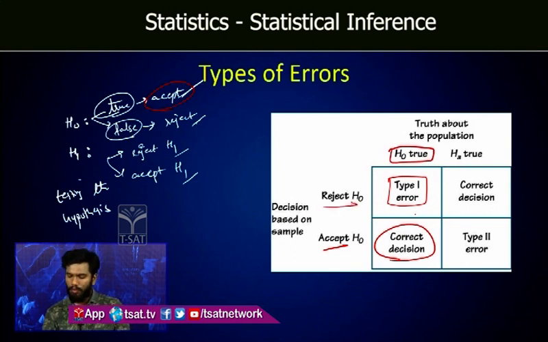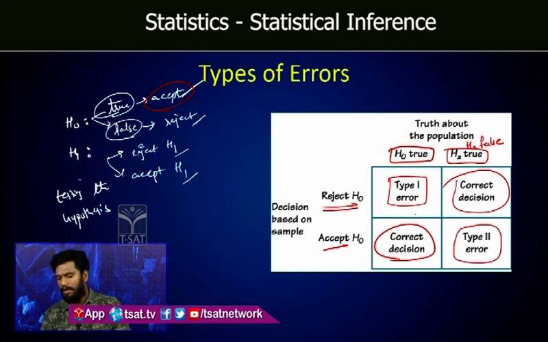Rejecting the H naught when H naught is true. That is a type 1 error. So come to the second part. When HA is true, the alternate hypothesis is true, H naught is false. When H naught is false, we have to reject the H naught. So that is a correct decision. If by mistake we accept it, that is a type 2 error.